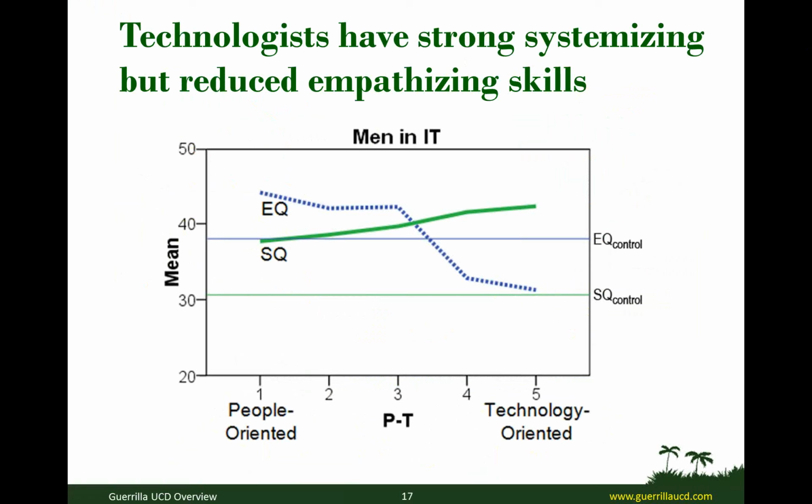I've done research of my own, and I've reported it at a couple of conferences on this thing called empathy, using a set of measures from autism research. We have an empathizing quotient and a systemizing quotient. We discover that for men in IT, the more technology-oriented they are, this is really just a measure across the bottom of what their job roles were in IT.